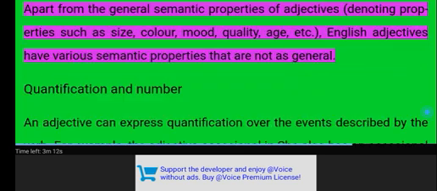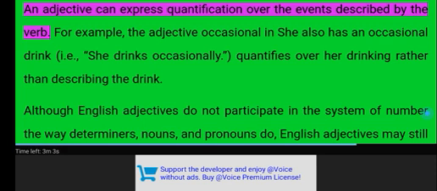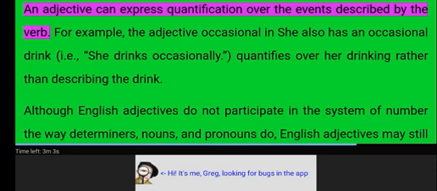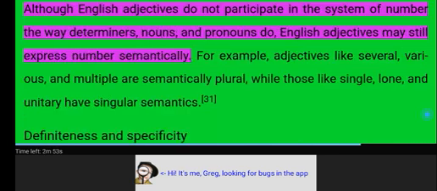Semantics. Apart from the general semantic properties of adjectives denoting properties such as size, color, mood, quality, age, etc., English adjectives have various semantic properties that are not as general. Quantification and number. An adjective can express quantification over the events described by the verb. For example, the adjective occasional in she also has an occasional drink, i.e., she drinks occasionally, quantifies over her drinking rather than describing the drink.